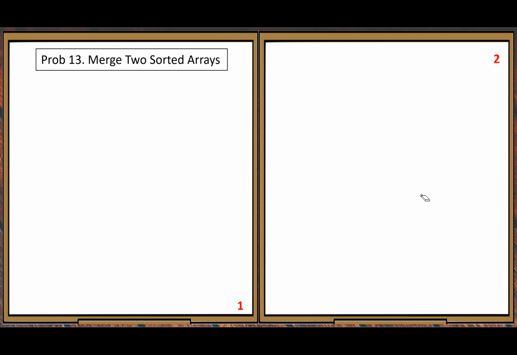So here, let me explain. Problem number 13, merge two sorted arrays. Here we consider a special operation, merge two sorted arrays. Why do we consider this special operation? I will give you the reason.